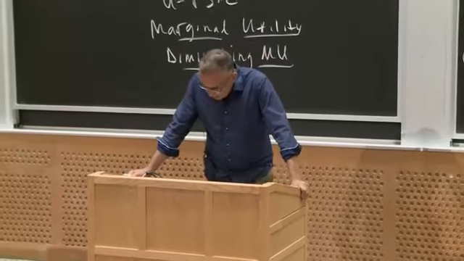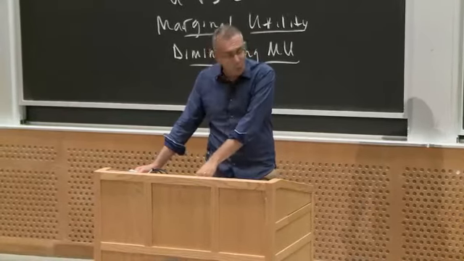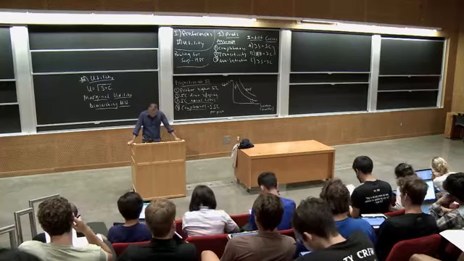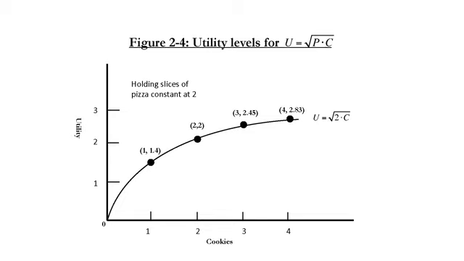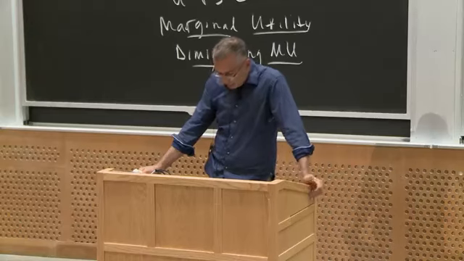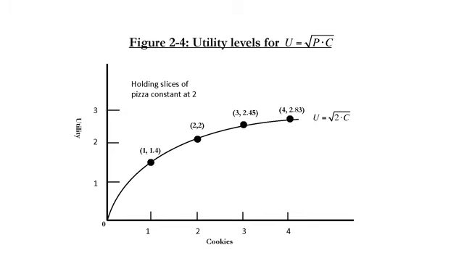And let's hold the number of pizza slices. By the way, Andrew, we should change that to, instead of holding pizza, say hold pizza slices. Okay? Let's change the number of pizza slices constant at 2. Let's assume you for sure decide you want 2 slices of pizza. Now you're going to ask yourself, how does my utility vary as I have additional cookies? The answer is, if I have 1 cookie, my utility is 1.4, square root of 2. If I have 2 cookies, my utility is 2. If I have 3 cookies, it's 2.45, and so on.